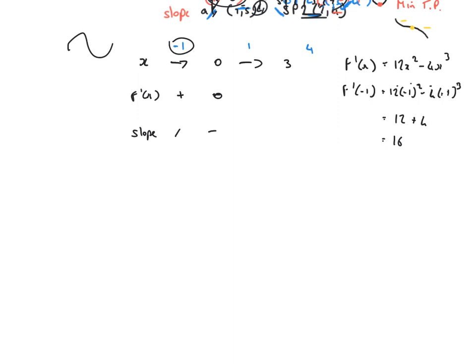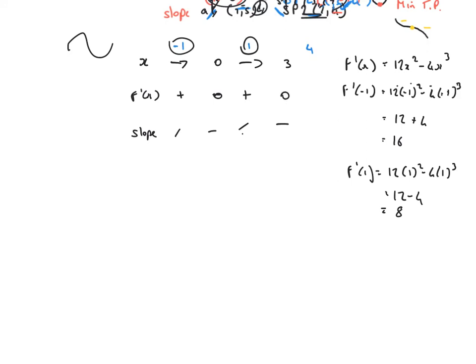Okay, what about f dash 1? It's going to be 12 lots of 1 squared minus 4 lots of 1 cubed. That's 12 minus 4, that's 8, that's a positive result. The curve's gone up. I already know what's happening in 3, that's a stationary point. Gradient is 0, curve goes along.